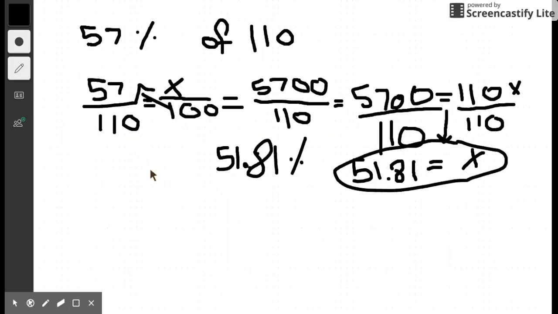Okay. So just remember that you have to use part over base equals x over 100. This will always remain the same. And part is the amount of this number it is, like a portion of this number. And base is the total amount it is.